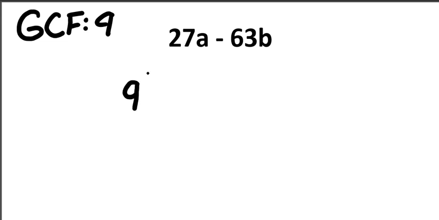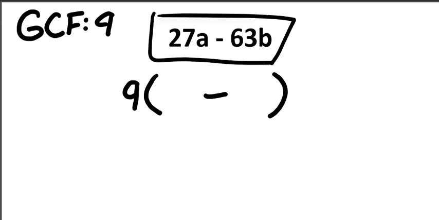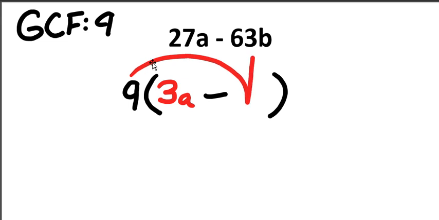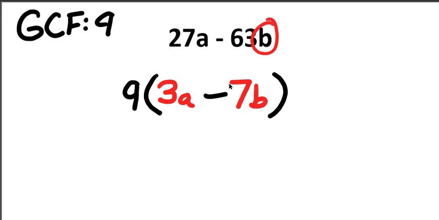We factor out the 9 and we ask ourselves, 9 times the quantity what minus what gives us this same expression, this same value. Okay, piece at a time. 9 times what is 27? Well, it turns out that 9 times 3 is 27. And we, of course, need to drop down our a. Put that right next to it. Okay, and then 9 times what is 63? Well, we know that 9 times 7 is 63. And don't forget about the variable, drop it down right next to it.